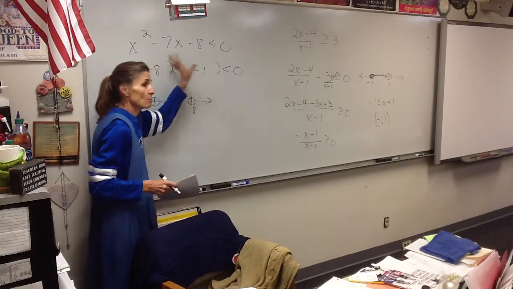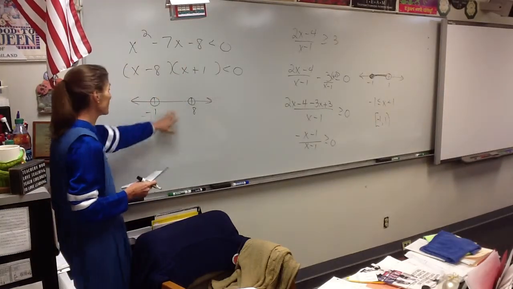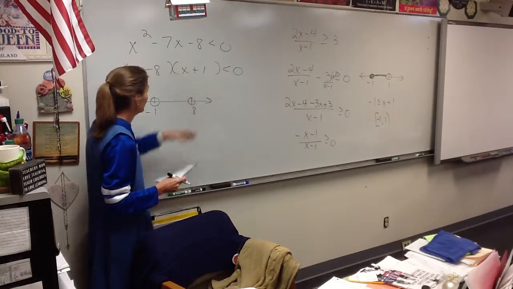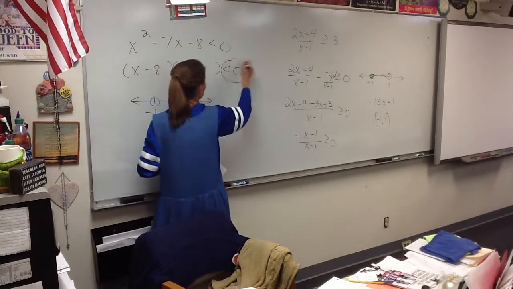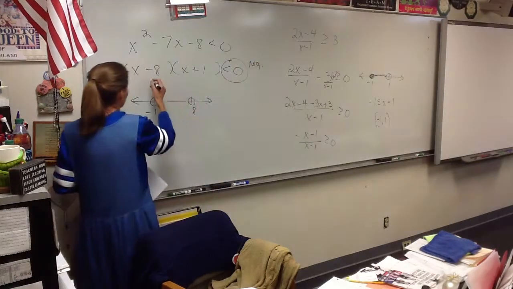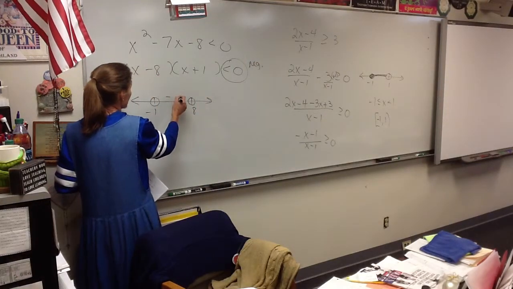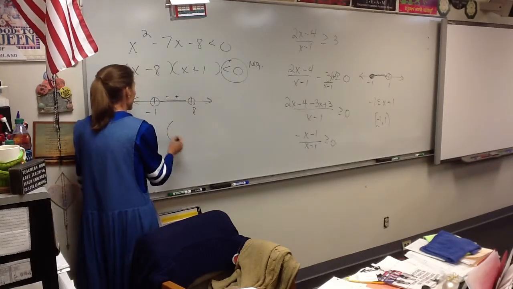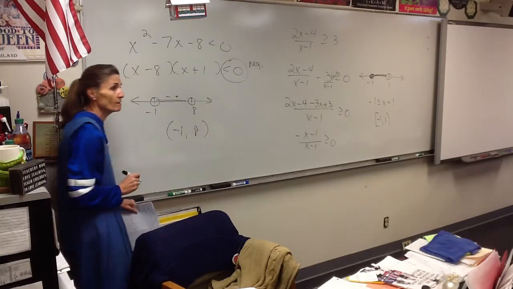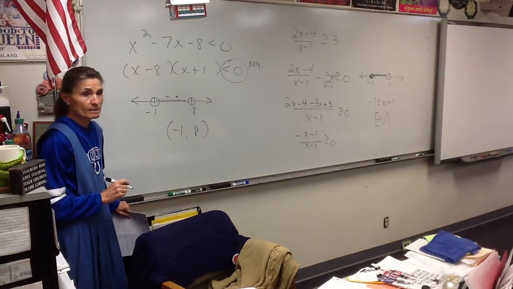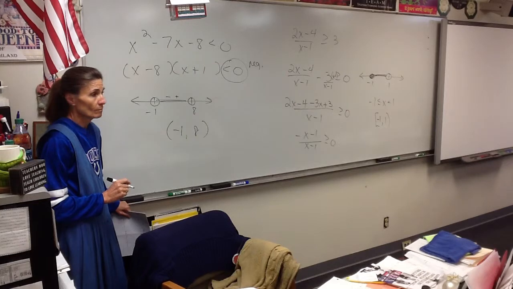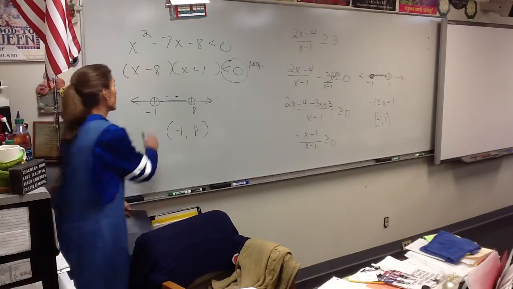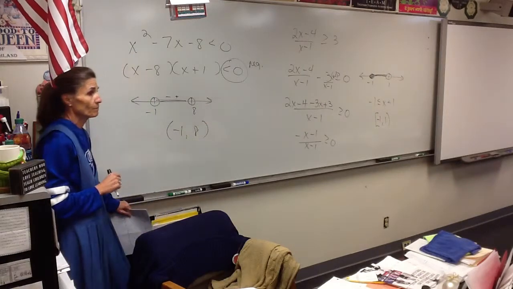Nothing weird about this problem, so I'm going to check one space. Maybe I'll do 0 again. If I put 0 in, remember, this time I'm looking for negative, right? I get negative times positive. Does that work for me? Yep. So my answer is everything between -1 and 8. Remember, if they got radicals or square roots or anything like that, you have to check every space. Bailey?